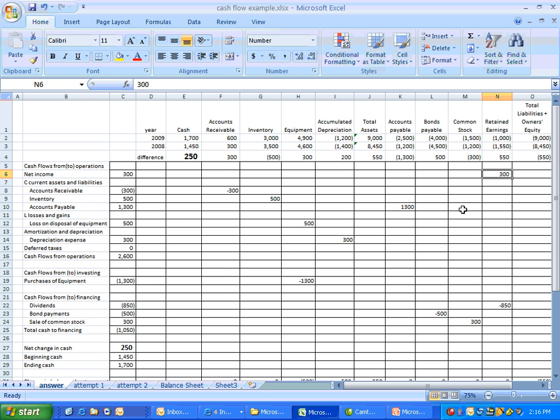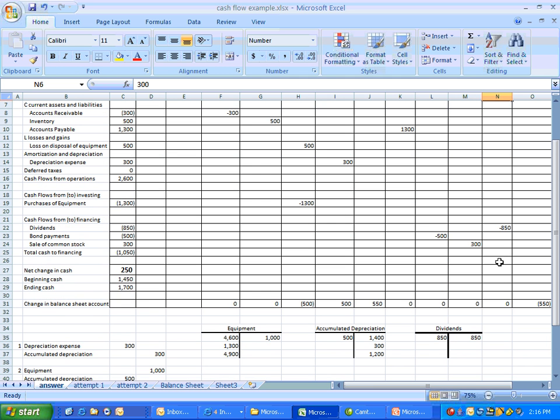Well, $300 was net income. That would have increased retained earnings. So in order to make the change foot, to make it zero out, we have to have something else that reduced retained earnings by $850, and that was dividends paid. That is part of our financing transactions for this organization. So that reduces cash by $850.